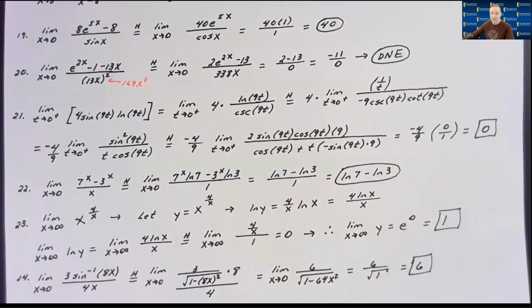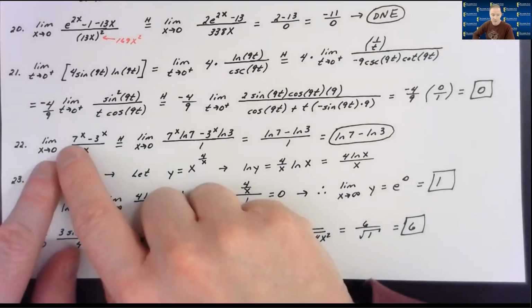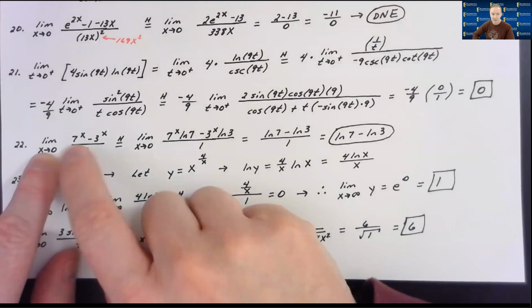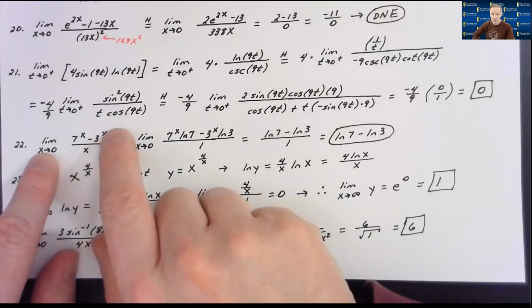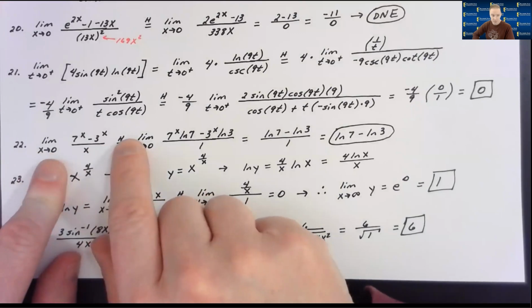Now we go from a problem that took quite a bit of work to one of the shortest problems in the assignment. Problem 22, it's pretty easy. We just have to remember the derivative of any exponential function is that exponential function times the derivative of its exponent times the natural log of its base. So when I give you this function and you say, well, can I take the limit to begin with? No. 7 to the 0 is 1. 3 to the 0 is 1. So your numerator is 1 minus 1, 0. Your denominator is 0. L'Hopital says, well, that's indeterminate.